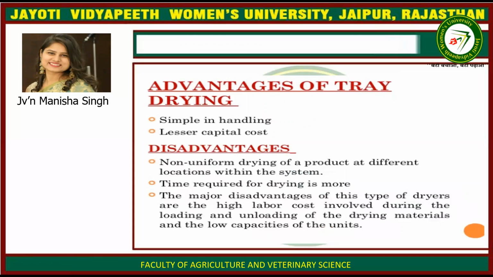Then advantages of tray drying: simple in handling, lesser capital cost. And disadvantages: non-uniform drying of a product at different locations within the system, and time required for drying is very much. And the major disadvantage of this type of dryers is the high labor cost involved during the loading and unloading of the drying materials and the low capacities of the units.